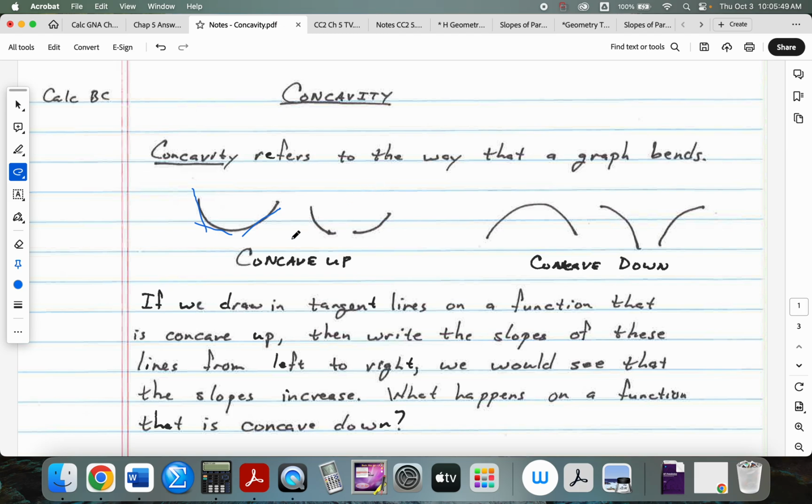Also notice, and this is something that occasionally is good to know, here the tangent lines are below the graph. Using that as a justification for why something is concave up is sometimes helpful.